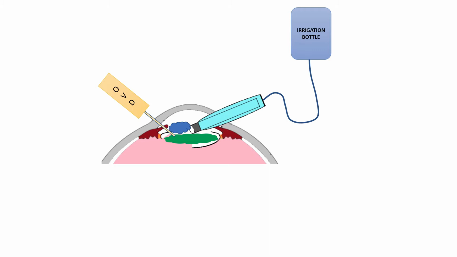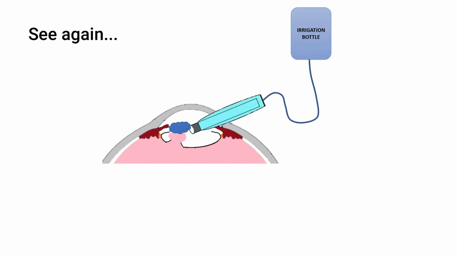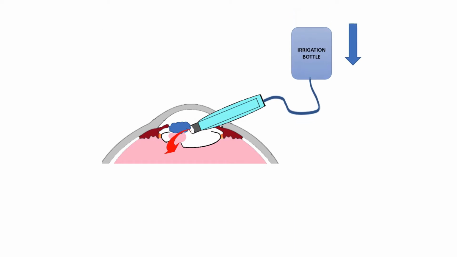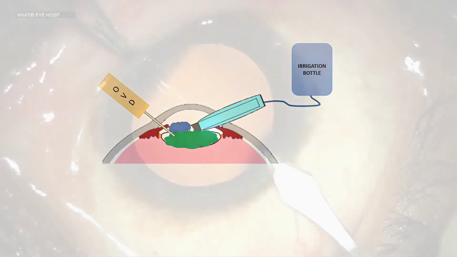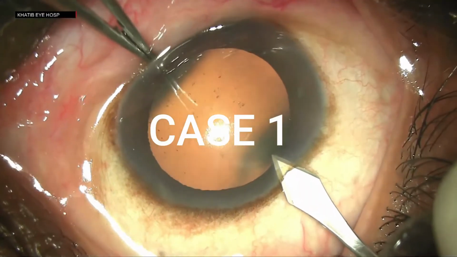Now let us see this scenario again. A sudden surge of the posterior capsule causes a rent. But this time, as soon as the rent is noted, the bottle height is immediately lowered so that the infusion from the phaco probe is minimal, just enough to maintain the anterior chamber. This doesn't let the vitreous get hydrated and the PCR does not increase in size. Now once OVD is put in, most of the vitreous is still in the posterior segment and we have a much more stable situation. Let us see this surgical video now.